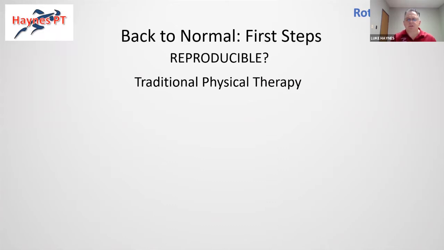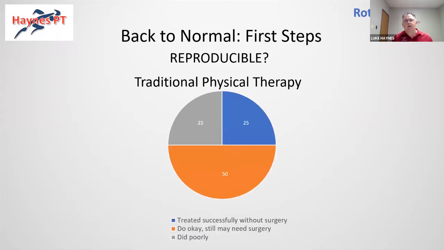But let's talk about traditional physical therapy. So like I said, I graduated in 1994 and spent a good deal of time just treating shoulders like we were taught to in school. After school, I got some more advanced training and learned a little bit more about what's going on with the shoulder. But we focused on that shoulder itself. And in doing that, the numbers are about 25% of the people that we saw, we treated very successfully, didn't have to have any surgery, got them back to normal, and didn't have any issues at all.